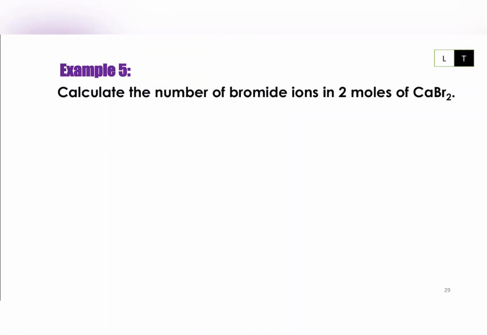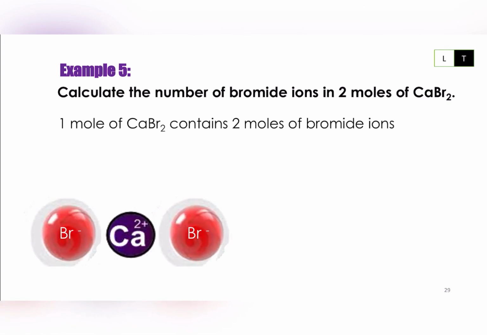You have to calculate the number of bromide ions in 2 moles of CaBr2. Please be careful here. The number of mole given here is 2 for CaBr2. So please try to write down a bit of information here. So you got 1 mole of CaBr2 in general containing 2 moles of bromide ion, because from the chemical formula, 1 mole CaBr2, you got 2 mole Br ion. So the first line is the general from the chemical formula.